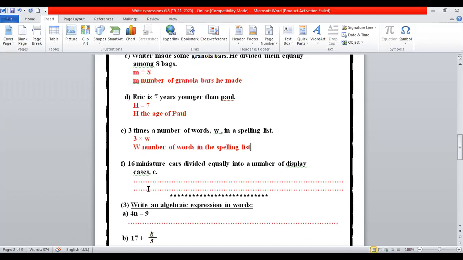Yes, do. 16 miniature cards divided equally into a number of display cases C. 16 divided by C. And C here represents the number of display cases.